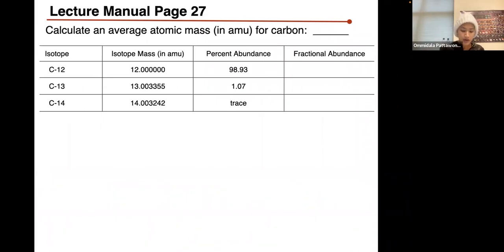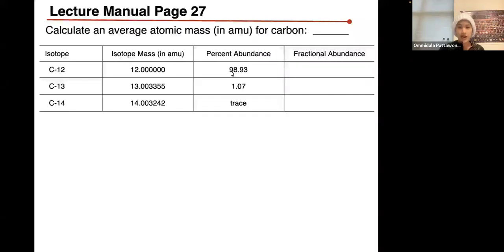For example, we are going to calculate the average atomic mass in atomic mass units for carbon. What you see here are the isotopes of carbon: carbon-12, carbon-13, carbon-14, right? Each of these isotopes contains a different number of neutrons, but they have the same number of protons. So in this case, you probably notice that the isotope masses are going to be different. The reason is that they have different numbers of neutrons that contribute to the mass of the isotope. Shown here is the list of percent abundance.